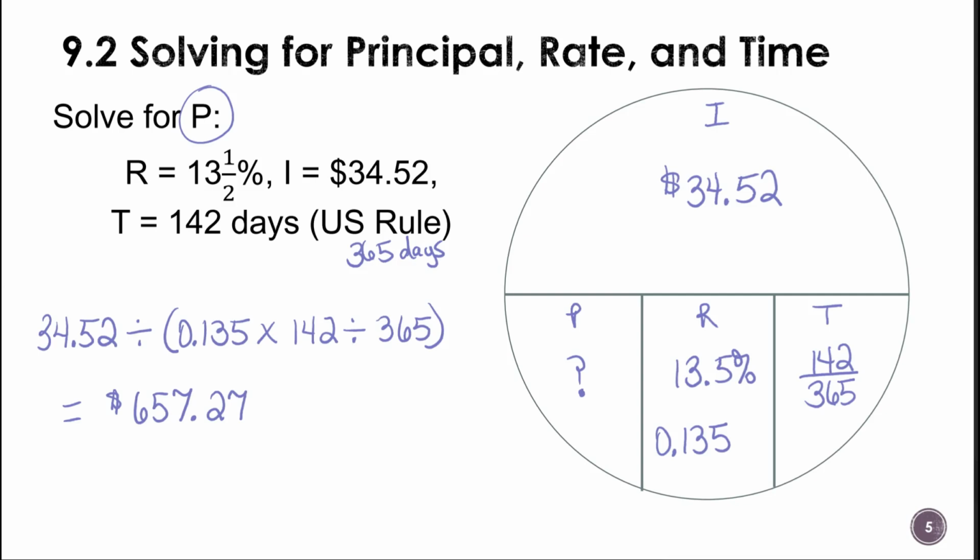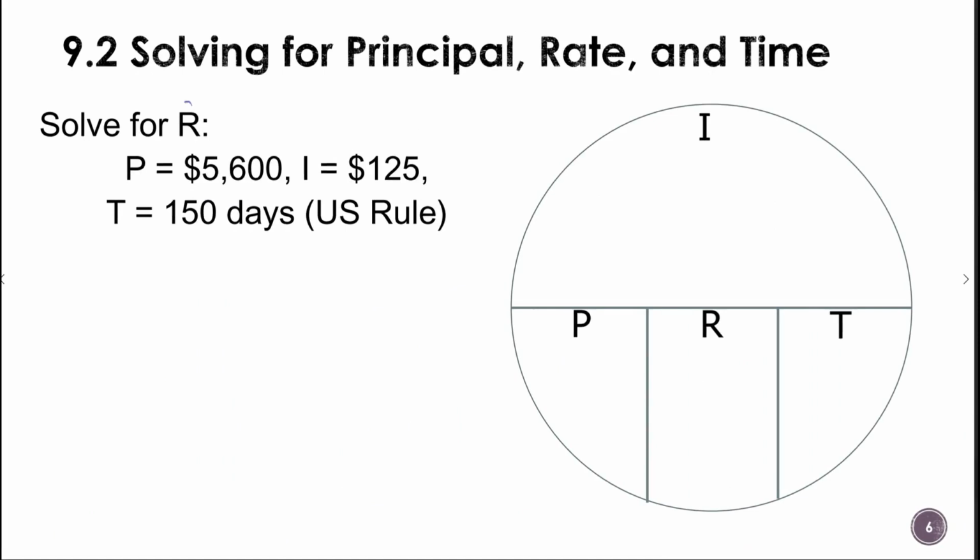All right, next. Now we're solving for R. And we'll talk about that as we are setting this up. Notice I went ahead and labeled in the circle now, and so you don't have to write it in yourself. And so we know the principal, the interest, and the time, so we're solving for R. That's where our question mark is going to go. My interest is $125. Principal $5,600. And time is 150 days. U.S. rule would be 365.